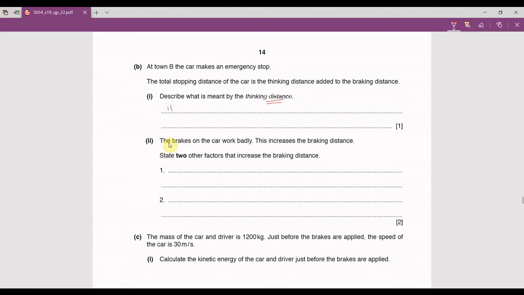So the first thing is that it's a distance. Many of you will make the mistake of writing that it is the time between applying the brakes and looking at the emergency stop, but no, it's the distance. It's the distance covered by the car between the time the driver sees the stop and applies the brake.